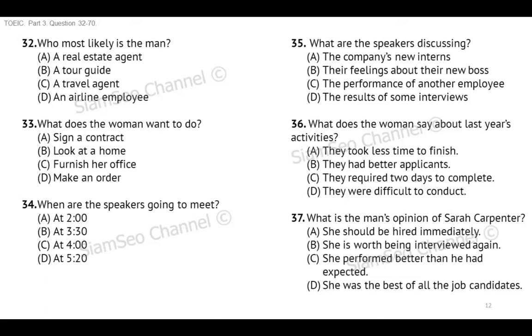Number 35. What are the speakers discussing? Number 36. What does the woman say about last year's activities? Number 37. What is the man's opinion of Sarah Carpenter?